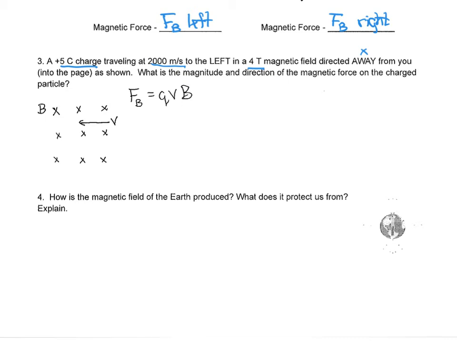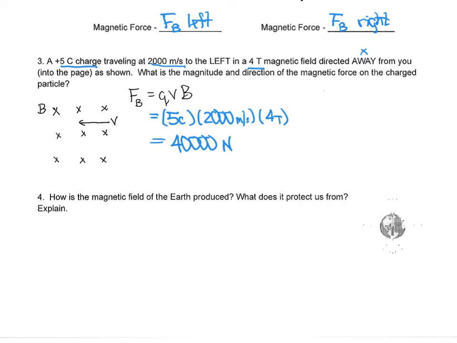So we can just calculate it straight up. That's 5 coulombs of charge, and they're going 2,000 meters per second. That's pretty fast, but not crazy fast for charges. In a 4 Tesla magnetic field. So if I multiply these numbers out, 5 times 2,000 times 4 equals 40,000 newtons of force on our charge, right? Yeah, that's typical. All right, what's the direction?